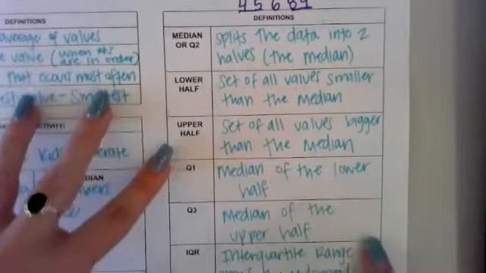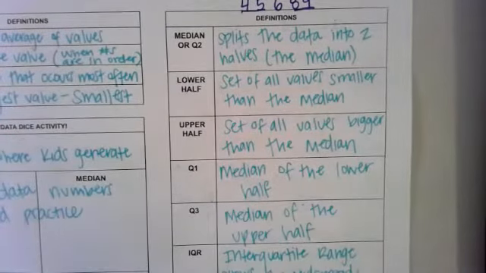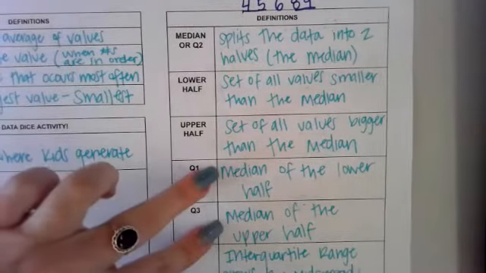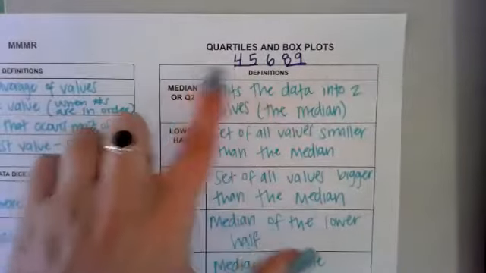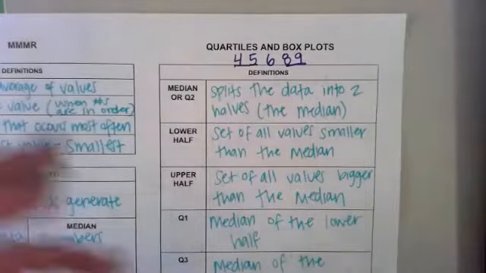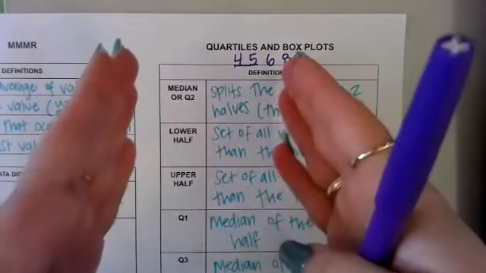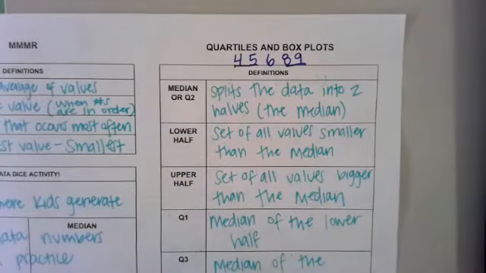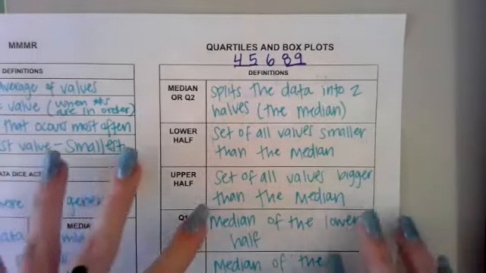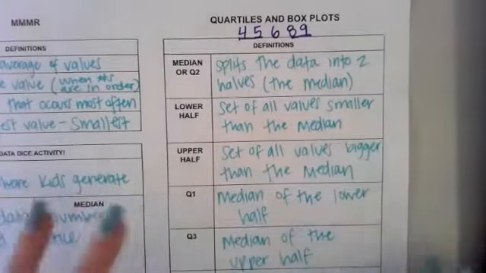But that's essentially when I ask you to calculate the Q1, or the first quartile, or the third quartile. Basically what you're doing is finding the medians of the upper and the lower half. So it's kind of like you're finding the median of the entire data set, then you find the median of the smaller numbers and the median of the bigger numbers. So we're just calculating a lot of medians in this kind of situation.